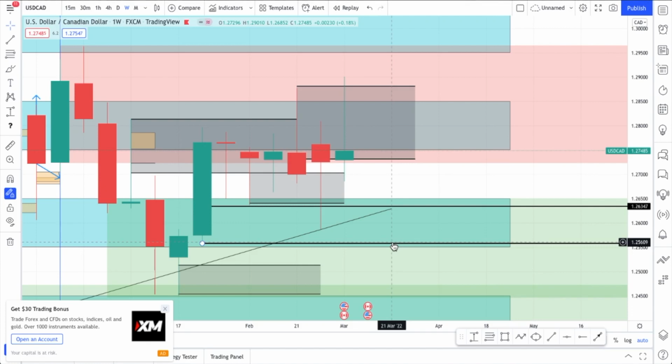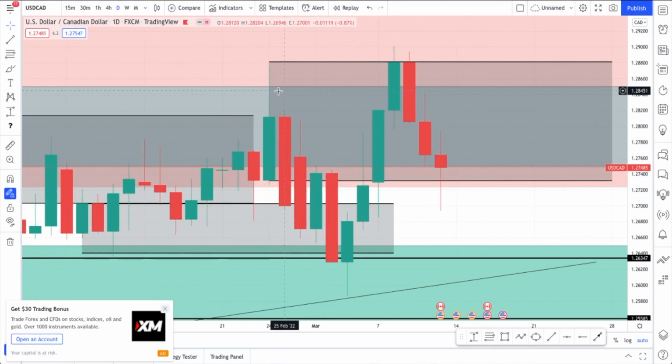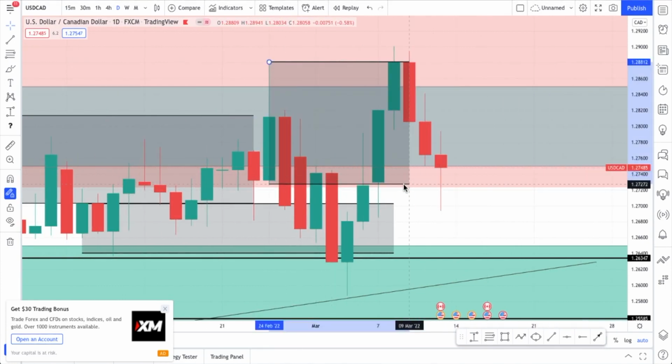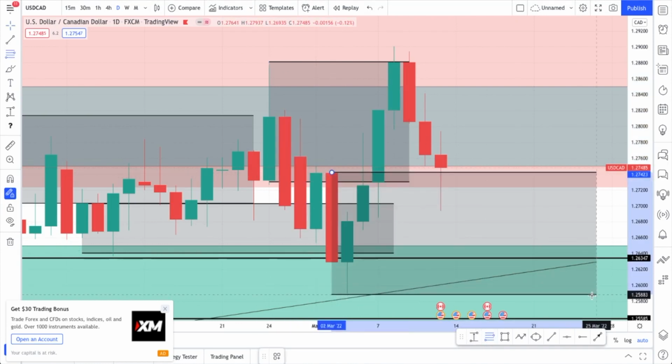If that does occur, then we are likely to see the dollar push above this weekly supply zone here, which could see the weekly zone being taken out. So if we move down to the daily time frame, we can see that this weekly supply zone, or rather this daily supply zone here, has since been taken out, and prices are now revisiting this level of daily demand.